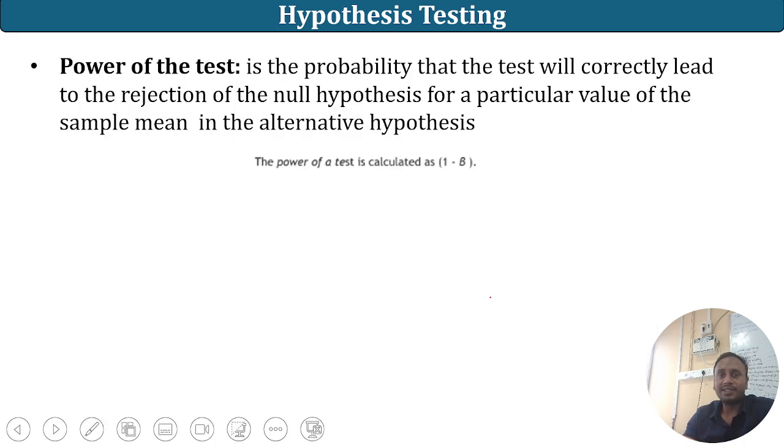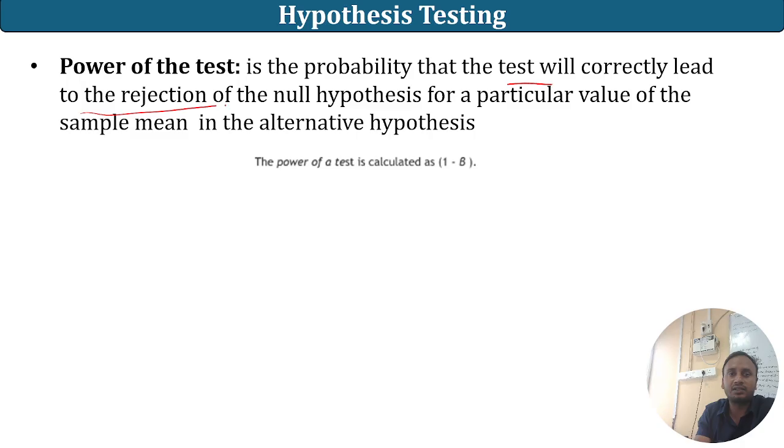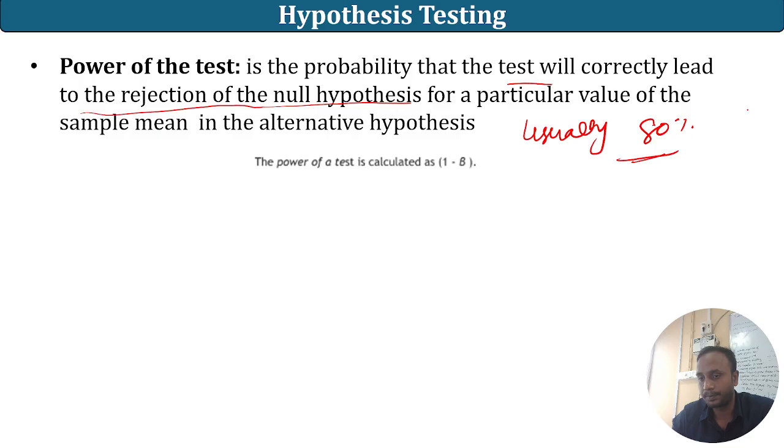The power of the test is the probability that the test will correctly lead to the rejection of the null hypothesis. It is for a particular value of the sample mean in the alternative hypothesis. It is the confidence or power of the test. Usually in statistics, if the power is around 80%, we say there are good results. Power is actually 1 minus beta. And what is beta? The type 2 error.